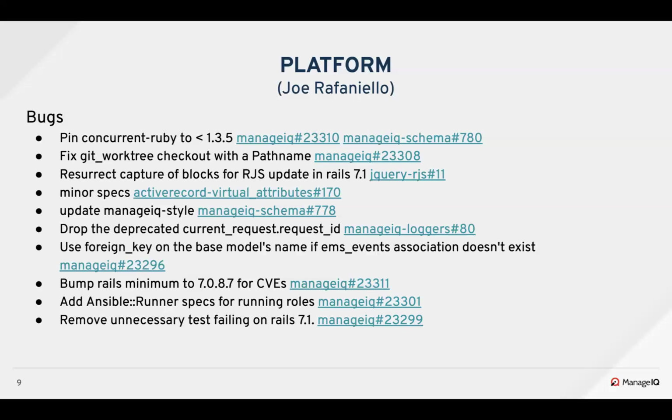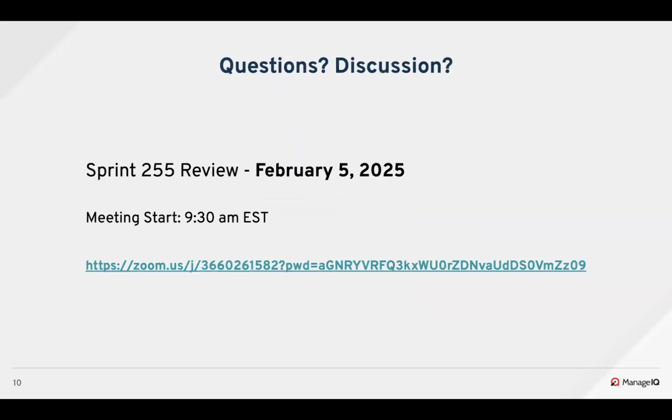Next, Jason enforced a new Rails minimum version of 7.0.8.7 for some CVE fixes. Jason also added Ansible runner specs using roles. And finally, I removed an unnecessary test that was failing on Rails 7.1 as it was testing internals of how Rails used to work. Next slide.